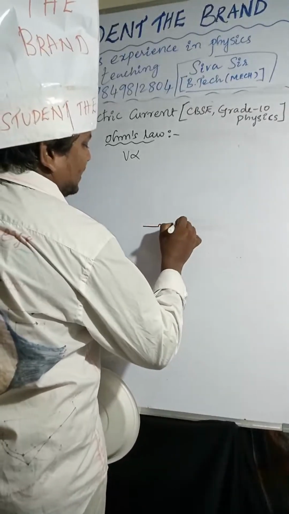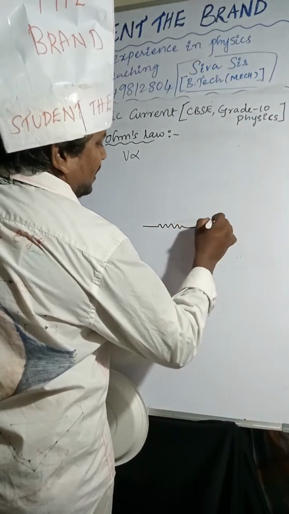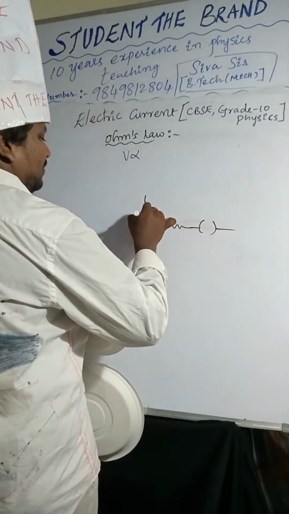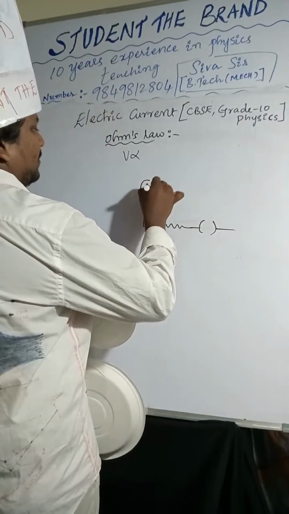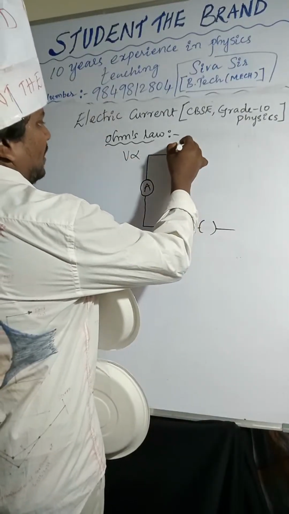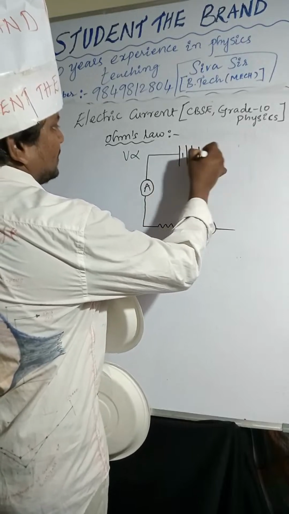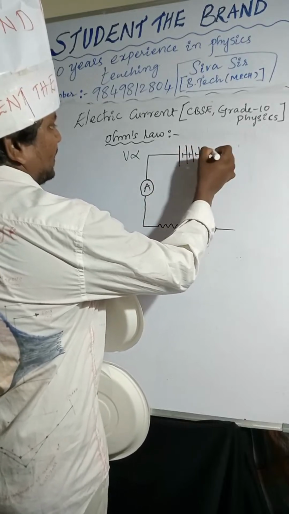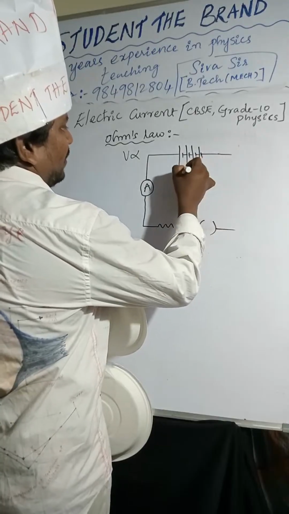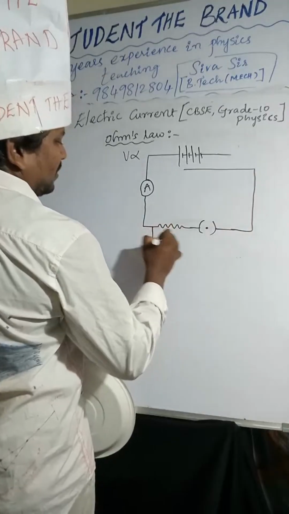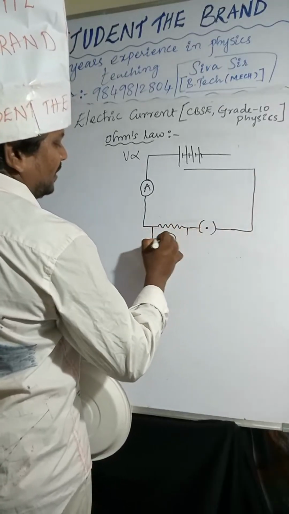Resistor like this. This is the resistor. I'm taking this cell, open circuit. And next one we are taking the ammeter. I'm considering like this. Next one, so this is about the cell. So 4 cells I'm taking here, current is passing. Now if you are connecting like this, current is passing. So across this one we are connecting the voltmeter.